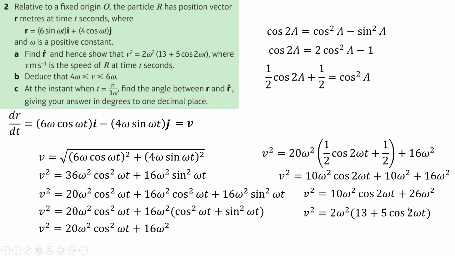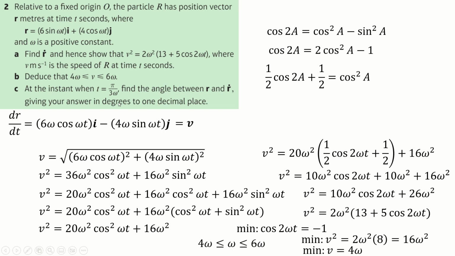So the absolute largest this could be is 13 plus 5 times 1, which is 18, times 2 is 36 omega squared. And then if we root everything, we'll get v is 6 omega. So that's the upper bound. And then the least cos can ever be is minus 1, so you turn this into a minus 5. That makes that an 8, which times by 2 is a 16. And then we root that, and we find the minimum of v is 4 omega, which is this bit here.